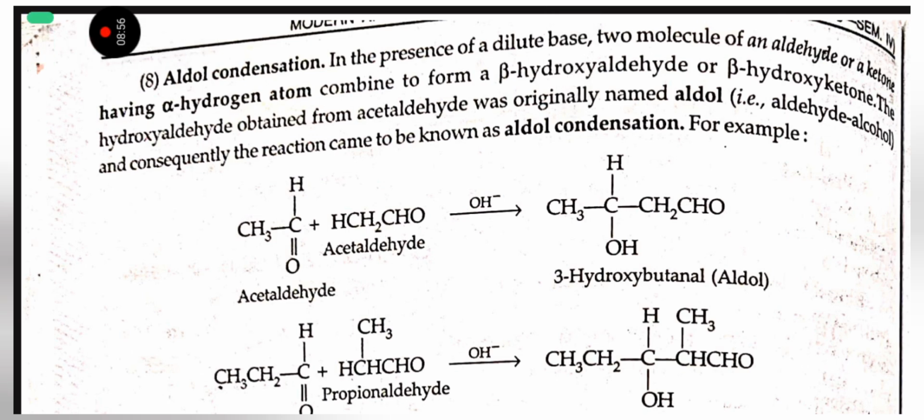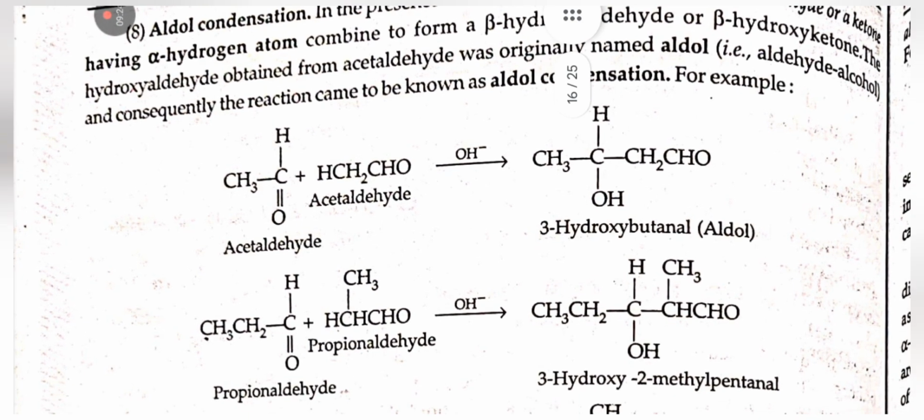Aldol condensation. In the presence of dilute base, 2 moles of aldehyde or ketone having alpha hydrogen atom combine to form beta hydroxy aldehyde or beta hydroxy ketone. The hydroxy aldehyde obtained from acetaldehyde is named aldol, and consequently the reaction comes to be known as aldol condensation. For example, acetaldehyde plus acetaldehyde on reaction with OH- will give 3-hydroxybutanal, aldol.